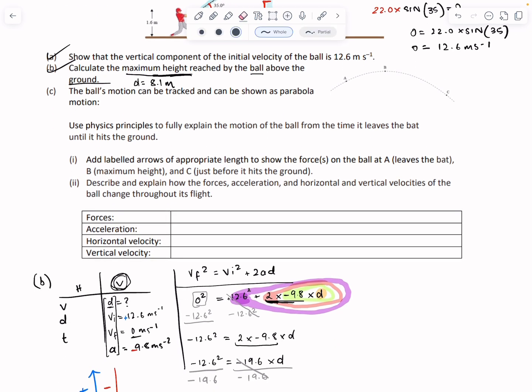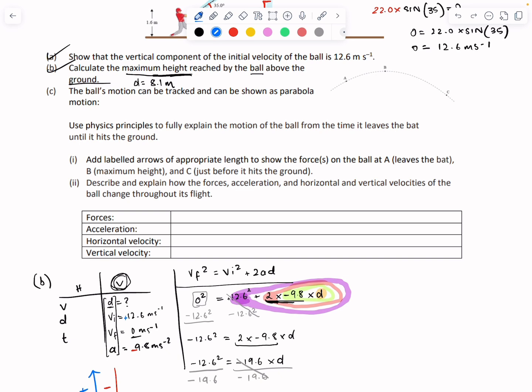The ball's motion can be tracked and shown as a parabola motion. Use physics principles to fully explain the motion of the ball from the time it leaves the bat and hits the ground. The first thing that we need to do is show arrows of appropriate length to show the forces on the ball at A, B, and C. I'm just going to draw everything that I can, and I want you to do the same, so take a minute to pause if you would like to, or just follow along with me.